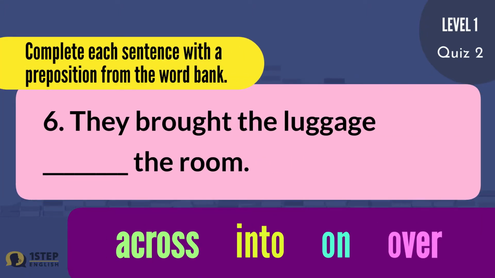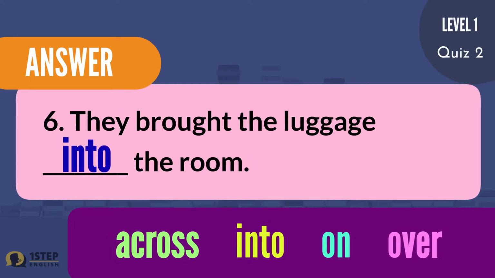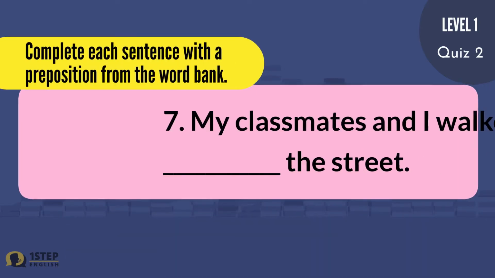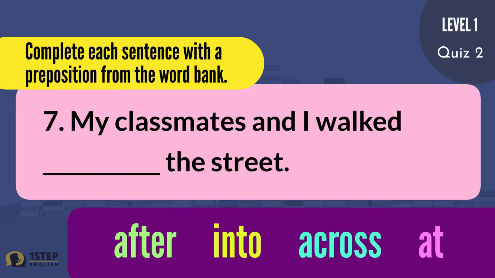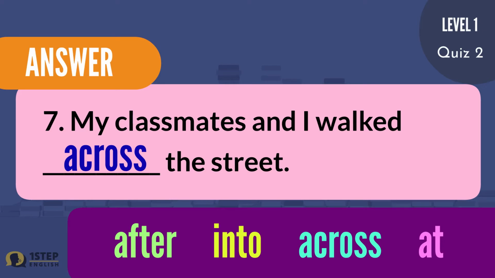Number 6. They brought the luggage blank the room. The correct answer is into. They brought the luggage into the room. Number 7. My classmates and I walked blank the street. The correct answer is across. My classmates and I walked across the street.